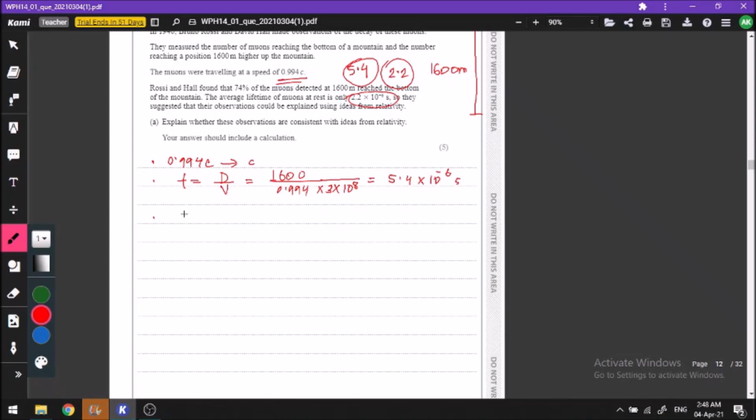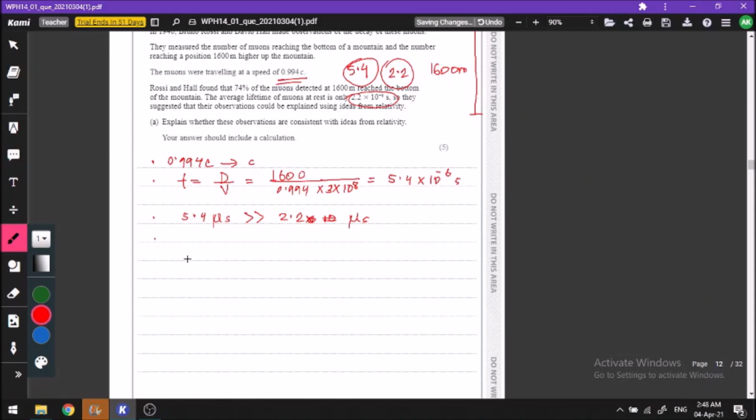But we know that this 5.4 microseconds is much larger than their average lifetime, that is 2.2 microseconds. It's much larger. So how can this be explained?